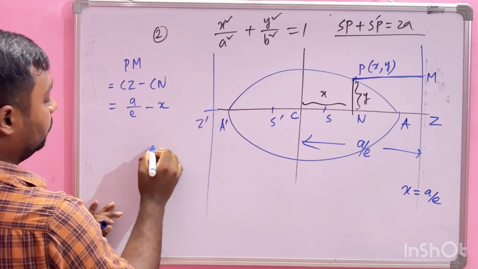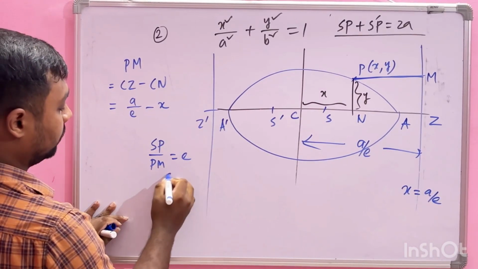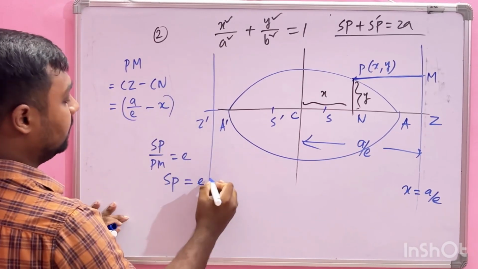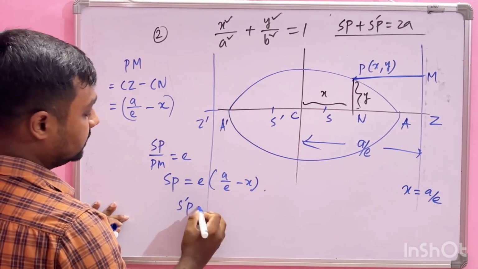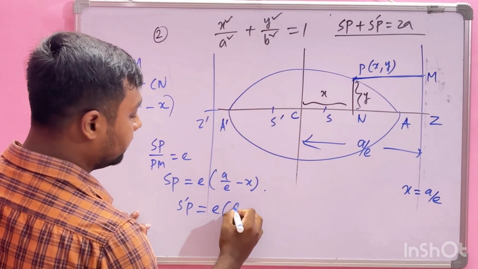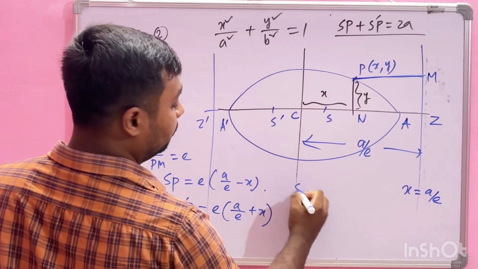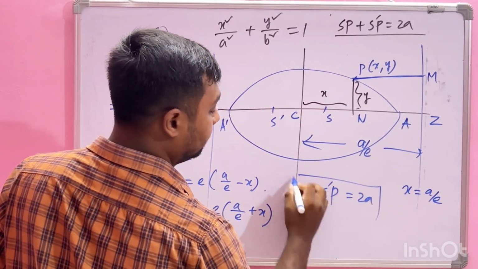Now from the conic we know SP by PM equal to e. So that means SP equal to e into PM, and PM means this, a by e minus x. In a similar way, if you find S dash P, you will get e into a by e plus x. So if we add these two, we will get 2a.